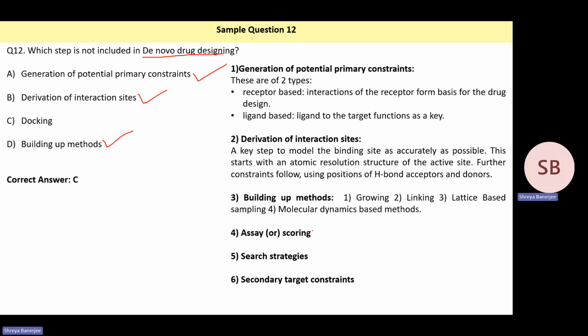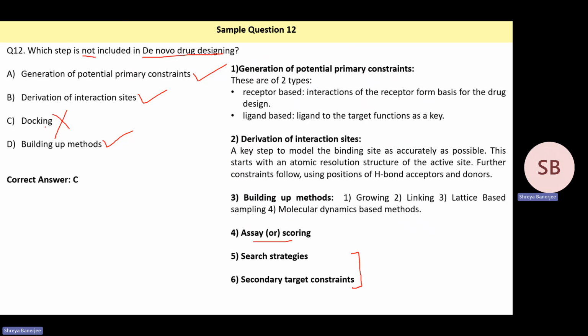After that, scoring or assay is done to predict the binding affinity of different ligands. And based on that, steps 5 and 6 are basically about refinement, so refining the lead molecule. So A, B, and D are steps of de novo drug designing. Which is not a step? Docking is not a step.